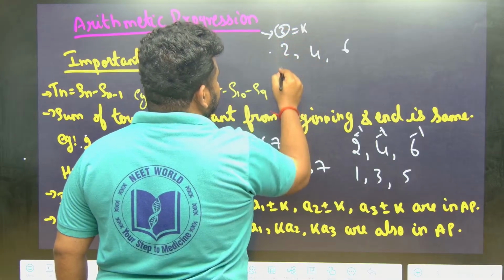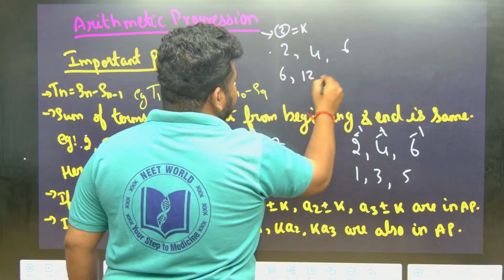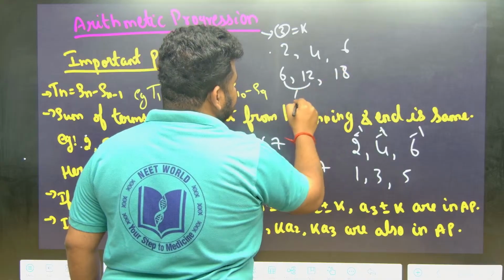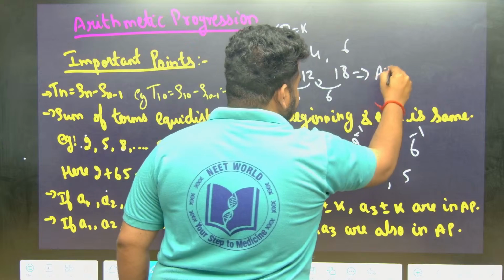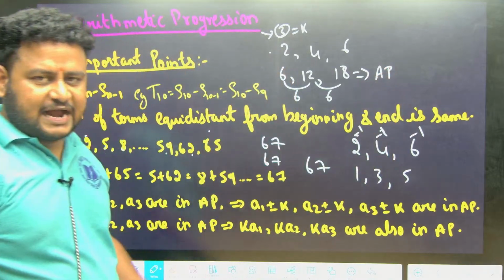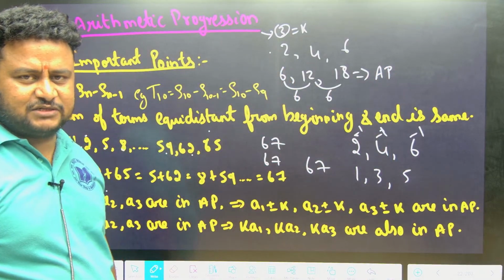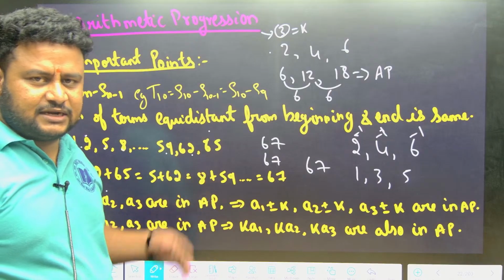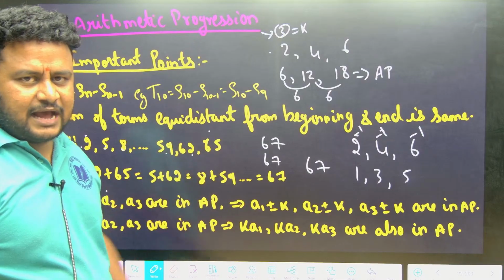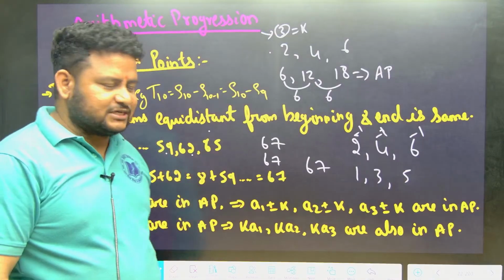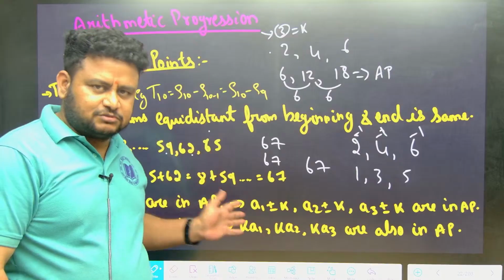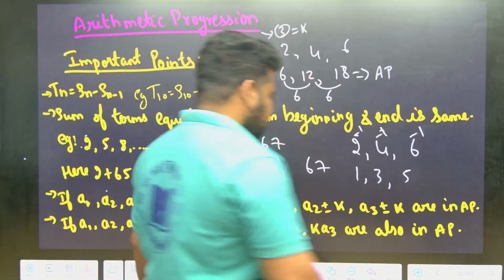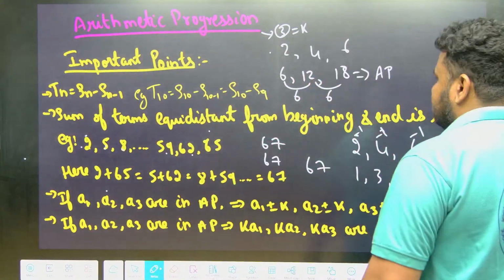So, this will become what? 3 into 2 is 6, 3 into 4 is 12, 3 into 6 is 18. Here the common difference is 6. That means this is also in AP. So, if you add the same value or subtract the same value from each of the terms that are in AP, the resultant will also be an AP. And if you multiply each of the terms by the same value, the resultant terms will also be in AP. That is the illustration I showed you now. Okay, let us proceed.